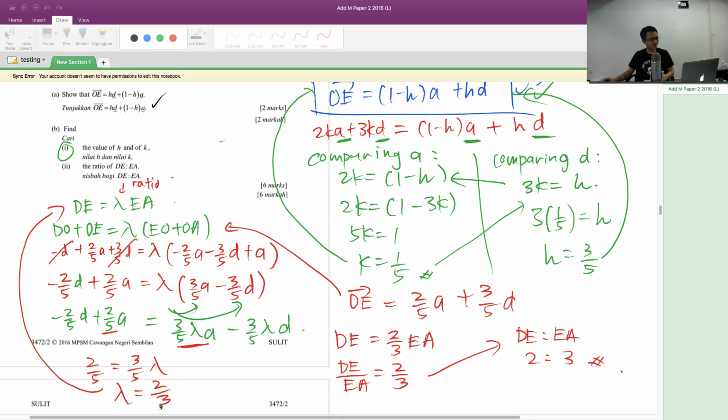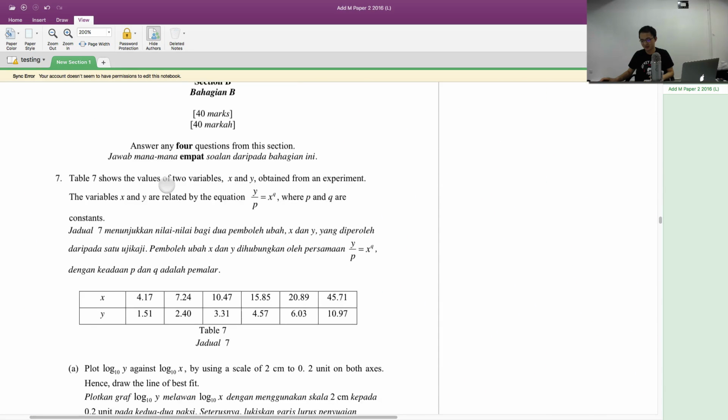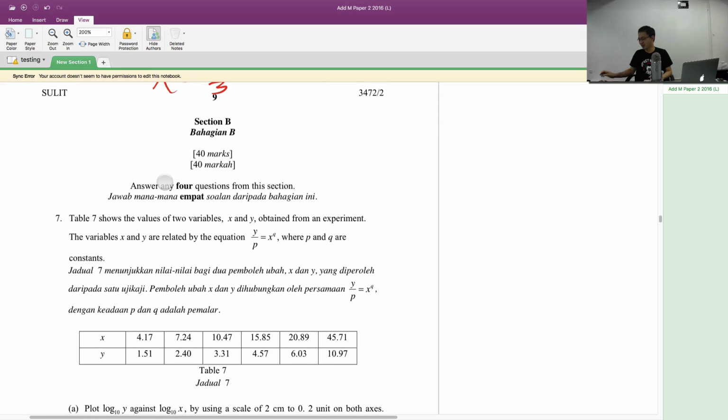Alright, yeah, this question actually takes so much time. Okay, if can understand, I will make this one bigger back. I mean, yeah, back to 200%. Okay, so, yeah, finally we go to section B.